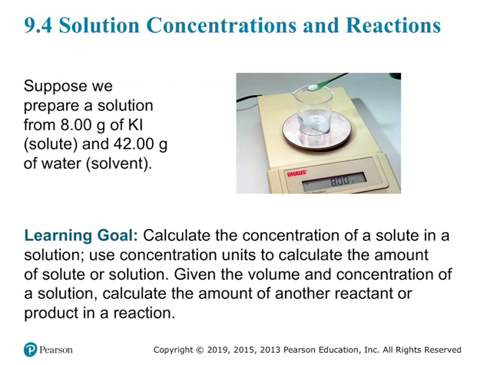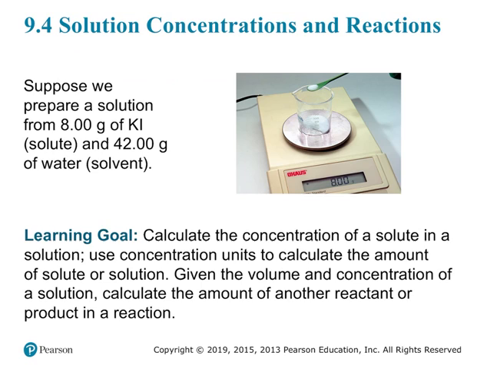So section 9.4. Now, let's say we're creating a solution where we're going to dissolve 8 grams of potassium iodide in 42 grams of water. Potassium iodide is present in a lesser amount, so that's our solute, and water is present in a greater amount, so that's our solvent. Now, how do we express the amount of potassium iodide in water? Well, we're going to express that as a concentration.